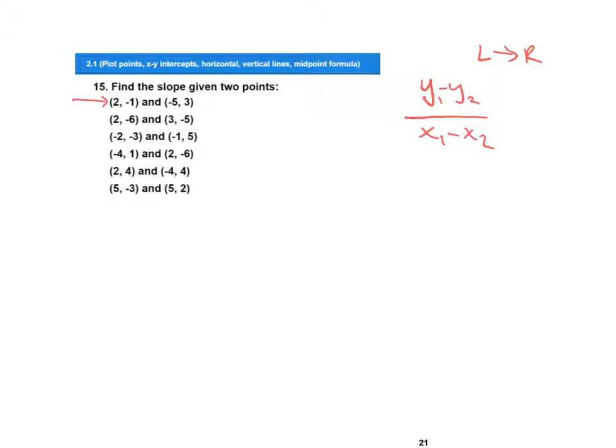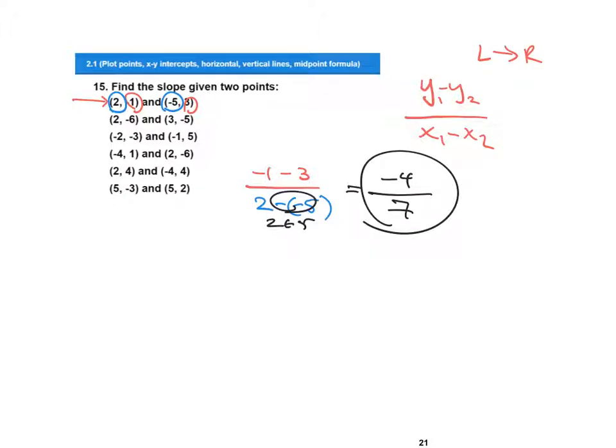So I'm going to start here, and I like to say, all right, my y's are -1 minus 3, -1 minus 3 divided by 2 minus -5. And that would be -4. And what's 2 plus 5 become? 7. So -4/7 would be your slope between the points (2, -1) and (-5, 3).